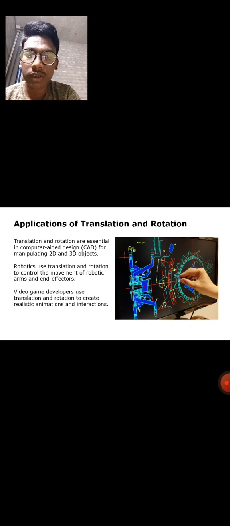Applications of translation and rotation. Translation and rotation are used in computer-aided design, CAD, for manipulating 2D and 3D objects. Robots use translation and rotation to control the movement of robot arms and end effectors. Video game developers use translation and rotation to create realistic animation and interaction.